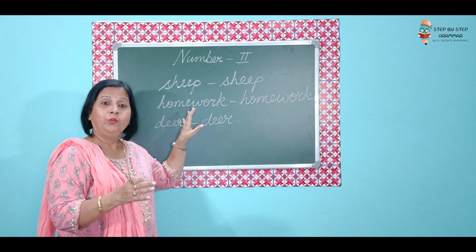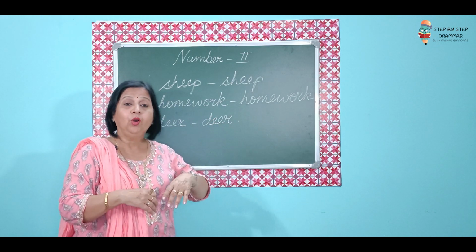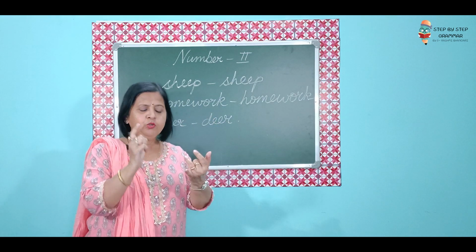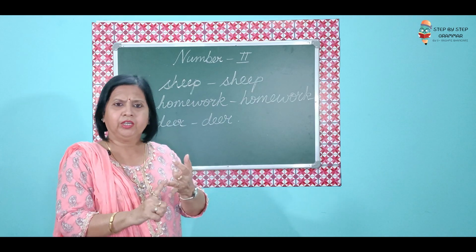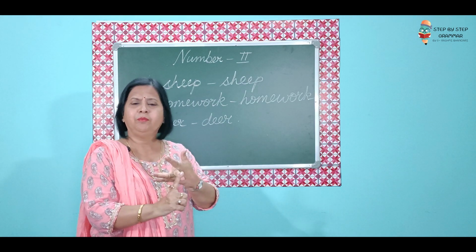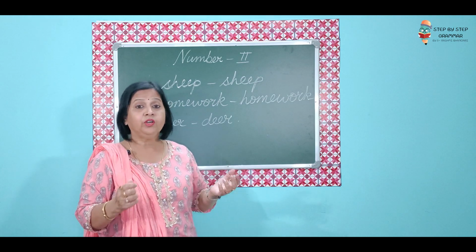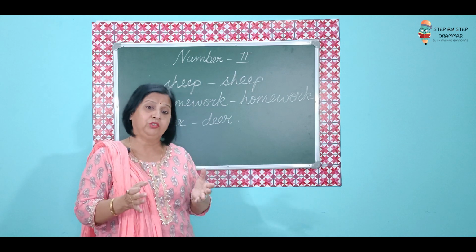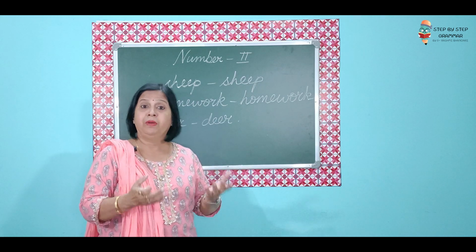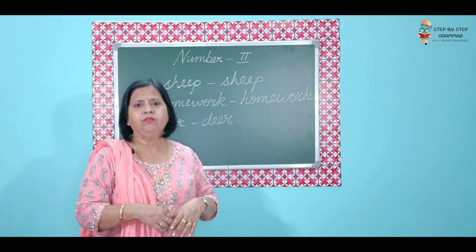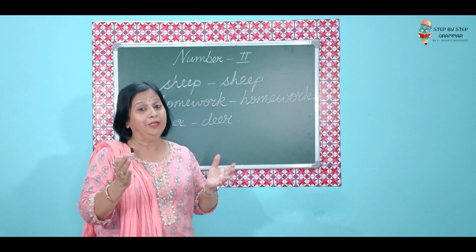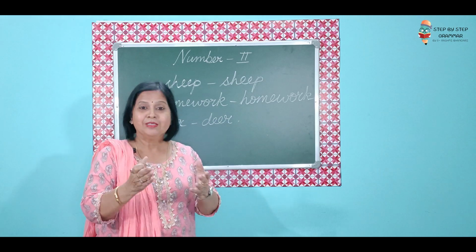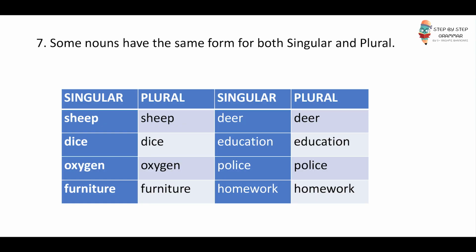Homework. When we talk about homework, we don't say I have homeworks to do. Suppose you have homework in English and you have homework in Hindi and you have homework again in mathematics. You will not say I have homework to do in English, mathematics and Hindi. We just say I have homework to do. In English and maths, almost you can say I have a lot of homework to do today. But it doesn't become homeworks. Similarly, furniture. We don't say furnitures. It always remains as furniture only.